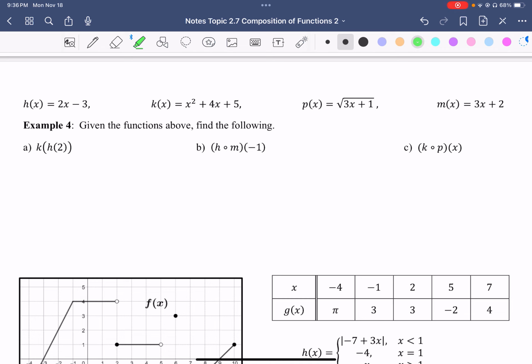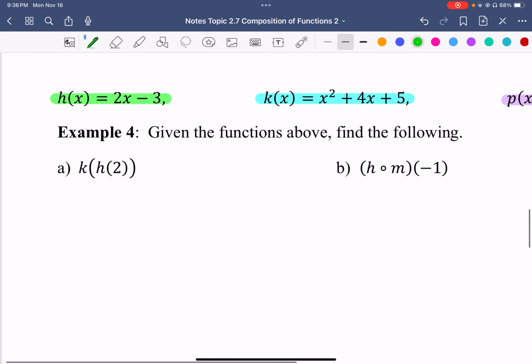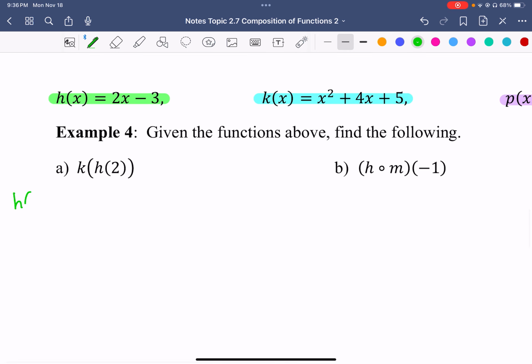Let me color coordinate these. So I'll make this one green. I'll make this one blue, purple, and then let's do pink. All right, so h of 2. I first need to find out what is h of 2. So we're going to do 2 times 2 minus 3, which is 4 minus 3, which is 1.